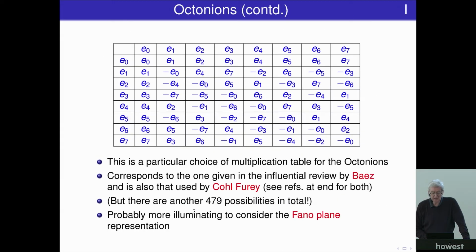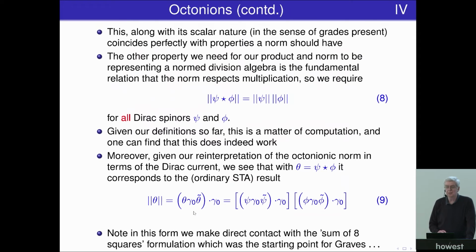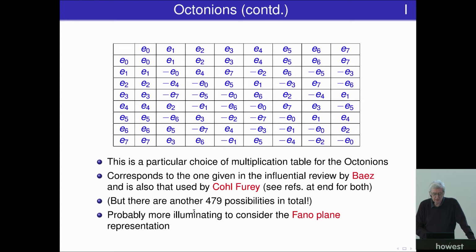And I find it quite startling that Graves could write down something in 1845 about the product of 8 squares, that the product of 2 sums of 8 squares is a sum of 8 squares. And suddenly we find out 150 years later, basically, that that is telling us something profound about the Dirac current. Okay.